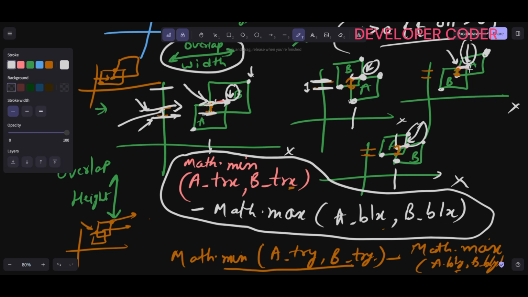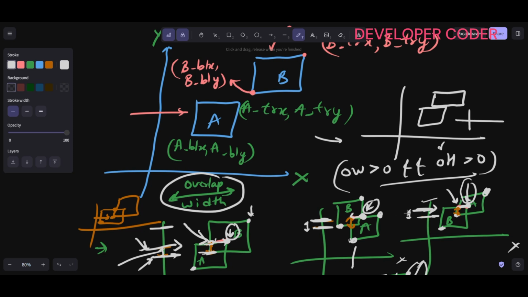Same way here, a top right y is this and b top right y is this. Among them the minimum is this, so you are going to pick this. Then for the bottoms, the max is this, so you pick this. Now you are going to get this. Same way here, this and this, the minimum is this. Then the bottom max is this, so you pick this and you get this. That's it. So now you are going to get overlap width and overlap height.